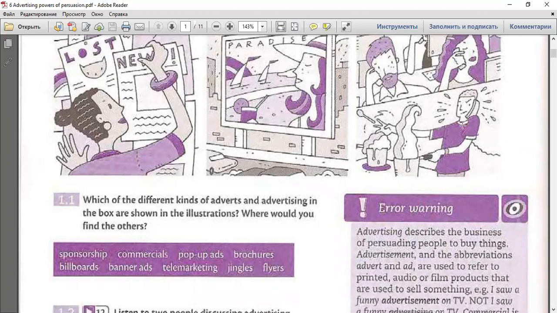As for the others, sponsorship, you can see this at sport events. Commercials and jingles, you see them on TV and radio, and banner ads and pop-up ads, you can find them on the internet. And as for brochures, they're easily available in shops.